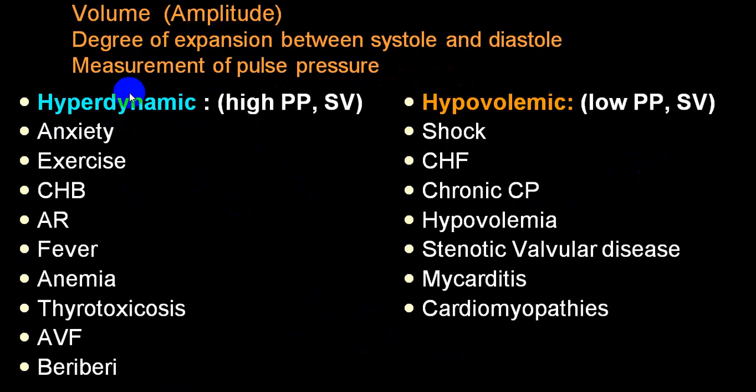There is another word which is very frequently utilized, hyperdynamic, and this is called hypovolemic. All causes we have mentioned before remain the same. Here also they remain the same. This is AV fistula, and you can add beriberi also.